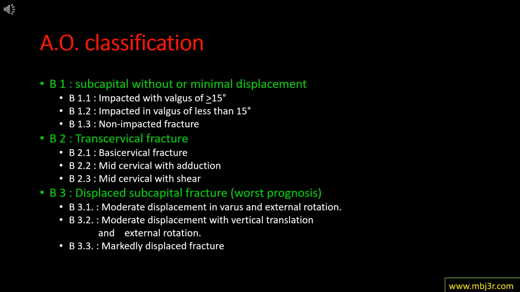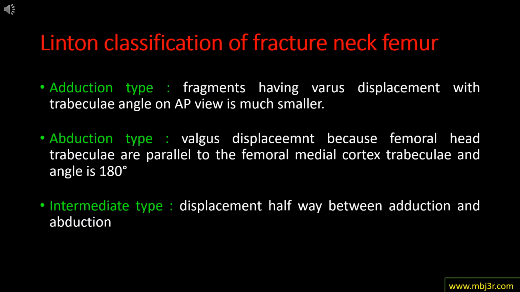AO classification: B1 subcapital without or minimal displacement, B2 transcervical fracture, B3 displaced subcapital fracture. It has the worst prognosis. Linton classification: adduction type, abduction type and intermediate type. In adduction type, fragments have a varus displacement with the trabecular angle on AP view much smaller. In abduction type, valgus displacement because the femoral head trabeculae are parallel to the femoral medial cortex trabeculae and the angle is 180 degrees.